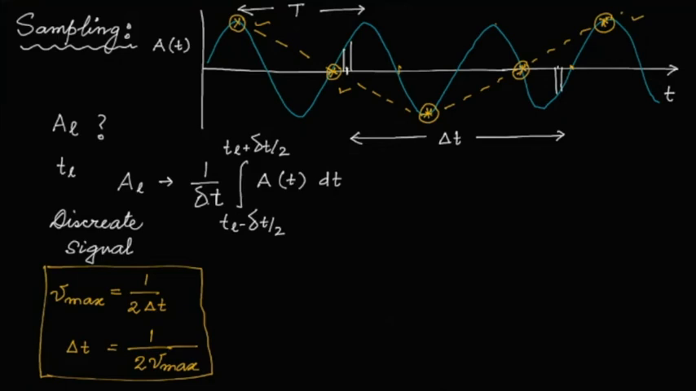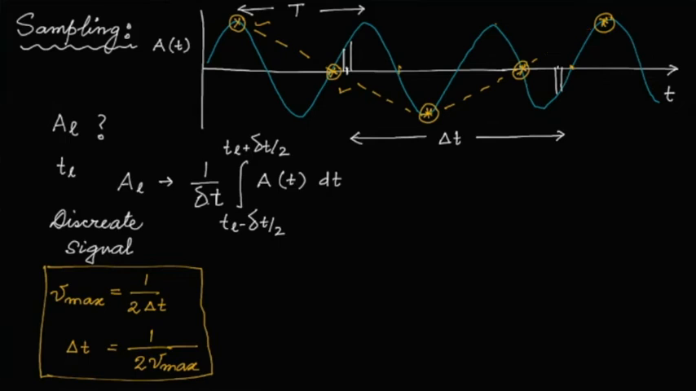If I do the sampling at this interval, where my delta T is 2/3 of the capital T, then I cannot reconstruct the signal, because I will mistake it for a signal with a frequency which is different than the actual frequency.